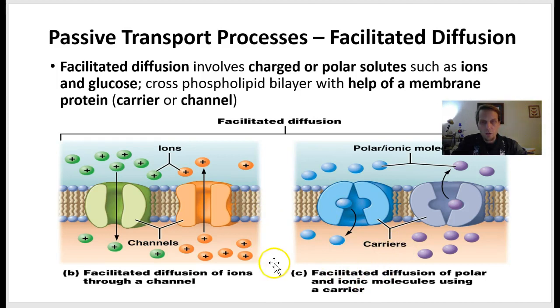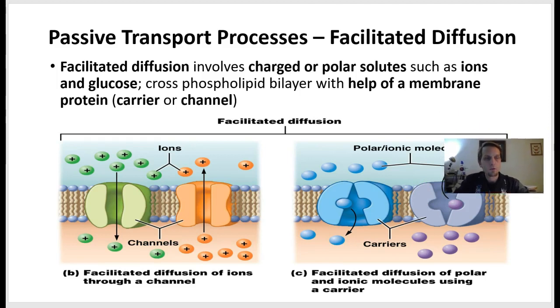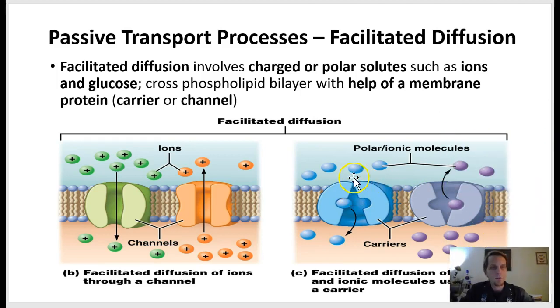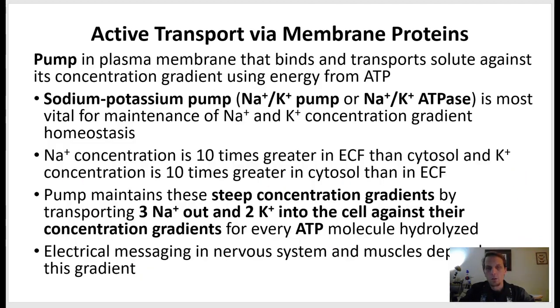So just kind of study those pictures. Nothing much to it besides what I've already said. Facilitated diffusion of polar and ionic molecules using a carrier. We'll describe some of these in a little more detail later, or you can read and take notes about it. But basically, their conformation or shape changes according to the charges. So here's a lot of writing on a slide. I don't tend to read it all to you.